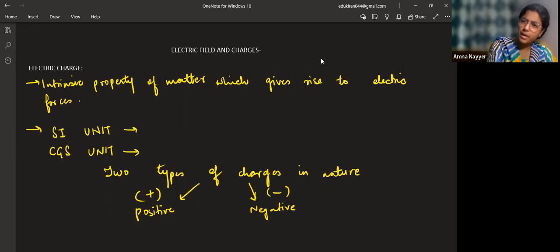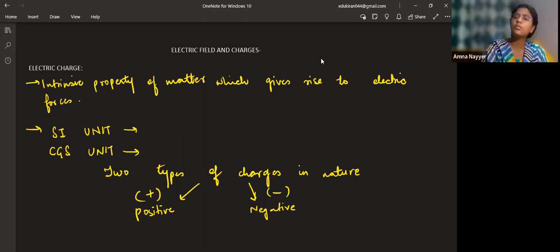See, some things are present in nature that have no definition of themselves, but they are the quantities that define other quantities. The way, if I talk about mass, it is an intrinsic property. You cannot define mass, but with the help of mass, you can define force, acceleration, momentum, other quantities, right? This is what you have studied in class 11th.